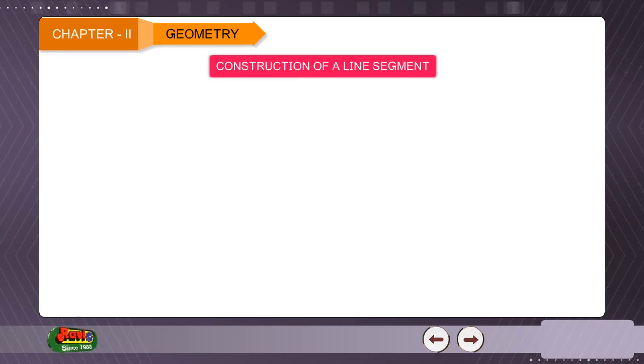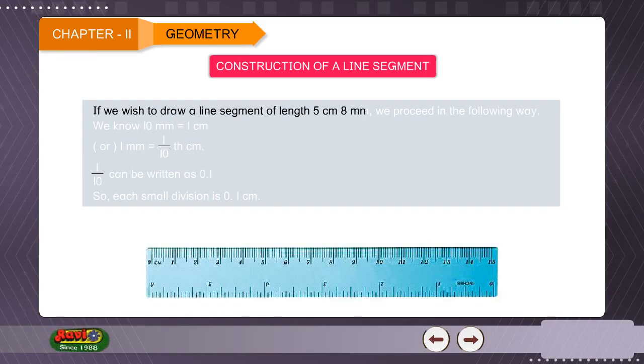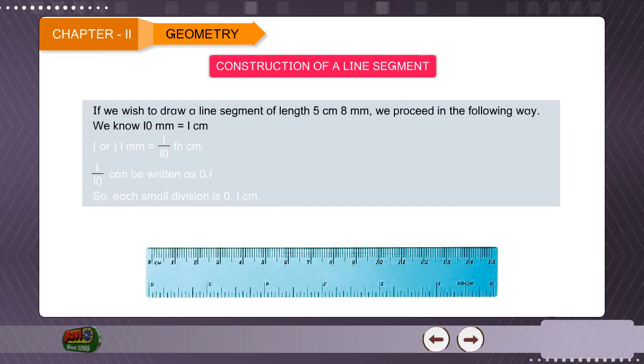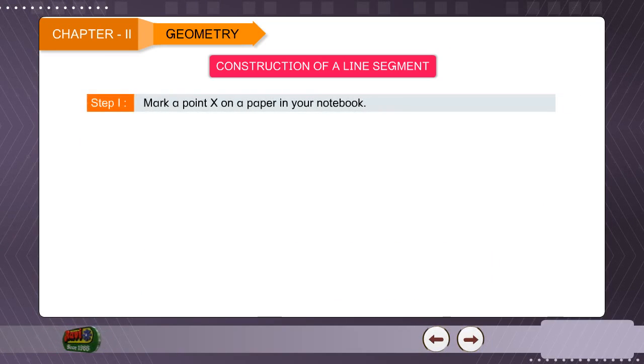Construction of a line segment. If we wish to draw a line segment of length 5 centimeters 8 millimeters, we proceed in the following way. We know 10 millimeters is equal to 1 centimeter, or 1 millimeter is equal to 1 by 10 centimeter. 1 by 10 can be written as 0.1. So, each small division is 0.1 centimeter.